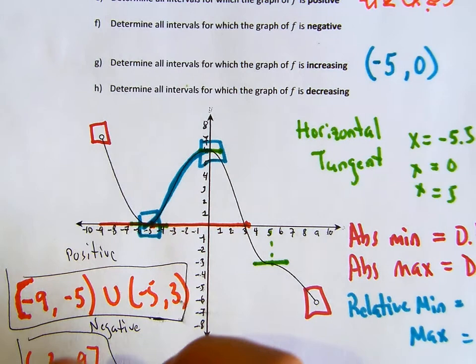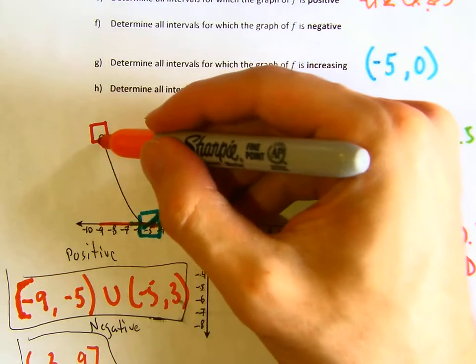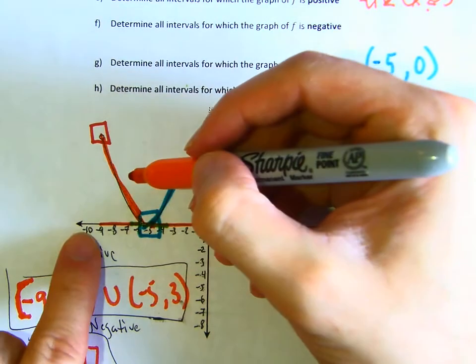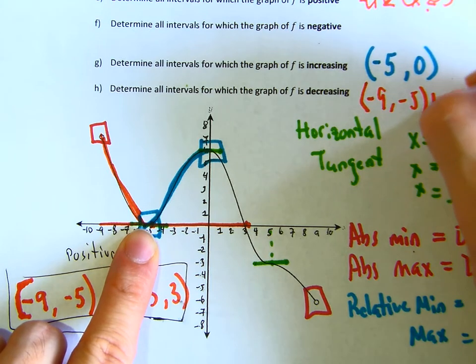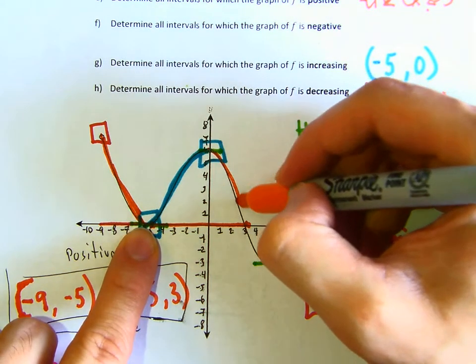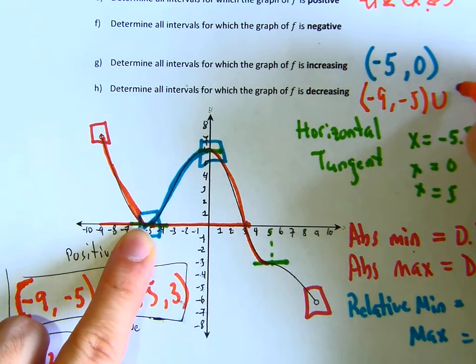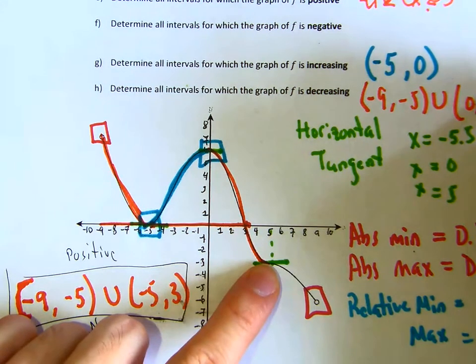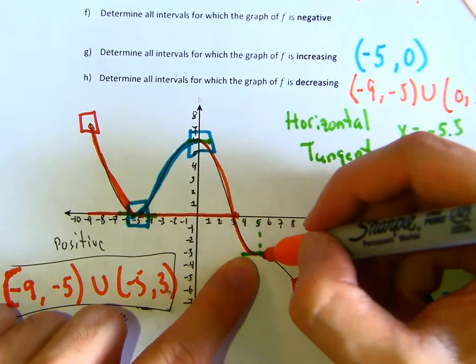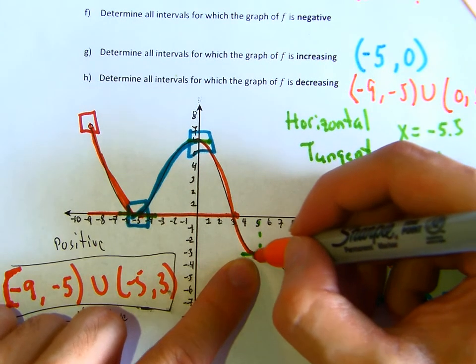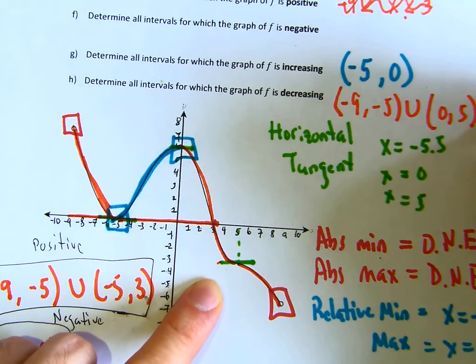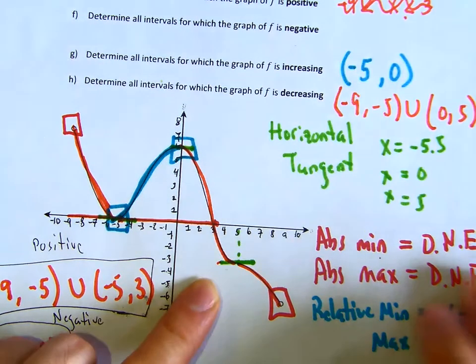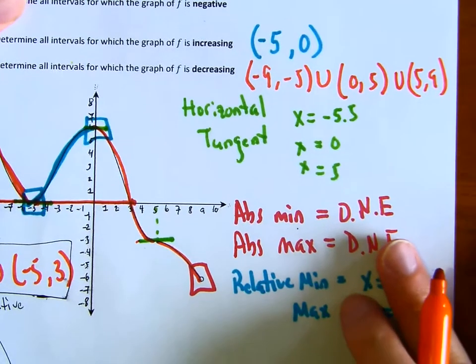When is the graph decreasing? The graph is decreasing from -9 to -5, and also from 0 to 5. But notice, at x equals 5, it's not decreasing because the slope is 0. And then from 5 to 9. So from -9 to -5, union 0 to 5, union 5 to 9. Okay.